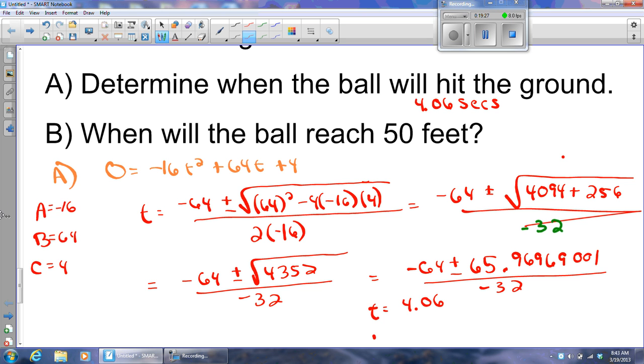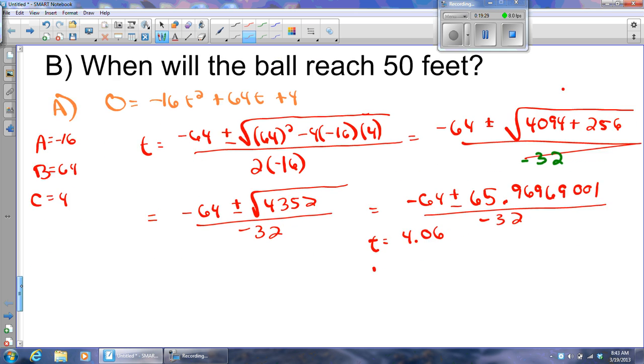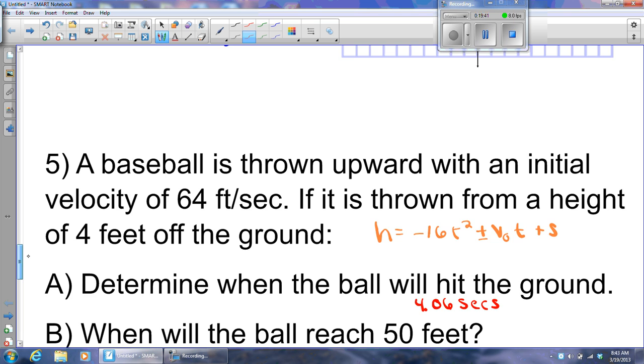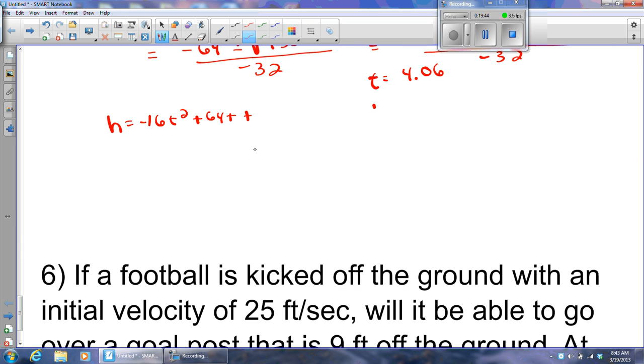Now, when will the ball reach 50 feet? Well, in that kind of situation, I take the same formula, H equals negative 16t squared plus 64t. What was our starting height? Was it 4 feet? Yeah, 4 feet. Okay, but this time I don't put 0 in, I put 50 in.